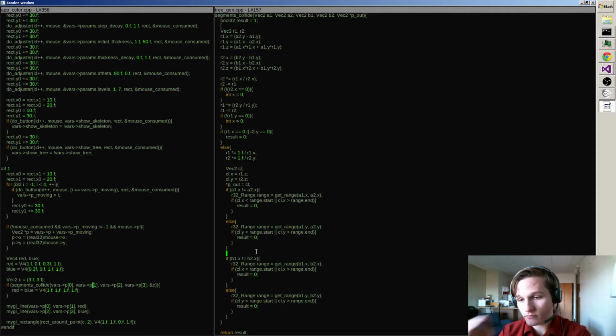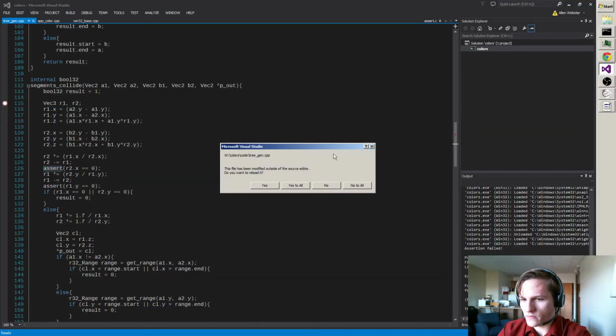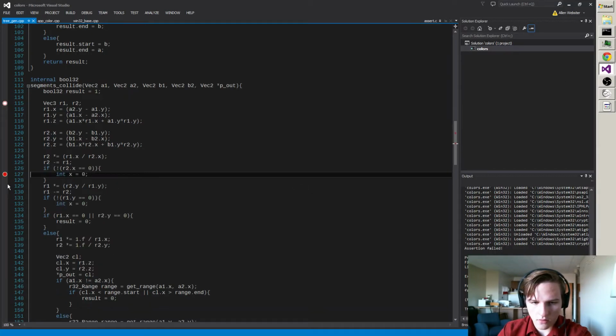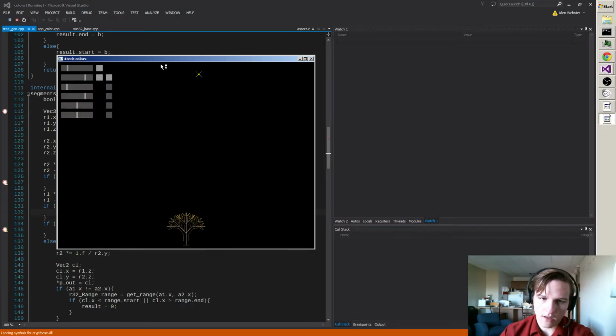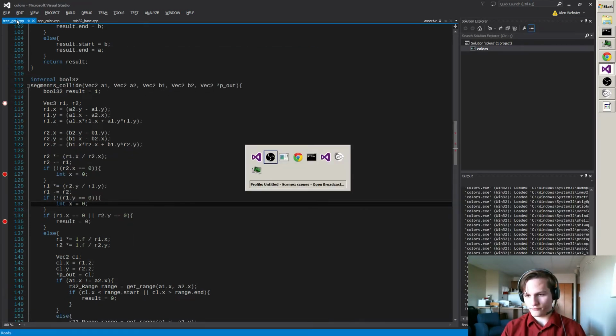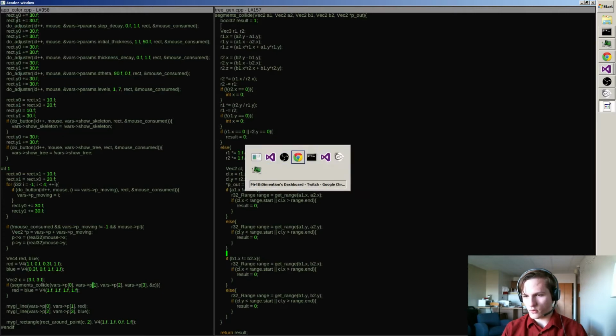Okay, so I'm gonna get back to this now. I had just switched to that so that I could do breakpoints like this, which is what I wish asserts would do. I didn't build it yet, so gotta do that real quick.